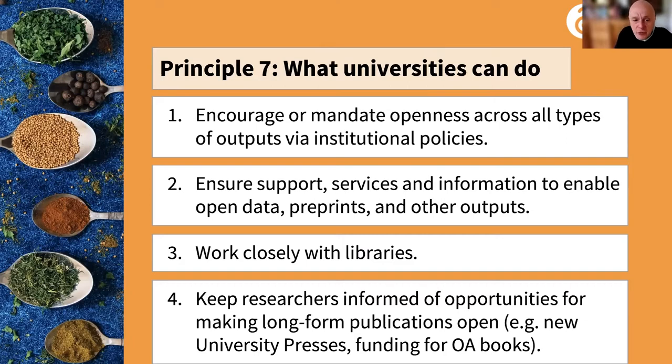I think universities can also ensure support services and information about outputs other than books: data, open data, preprints, and so on. And they should work closely with libraries in order to enable these policies, because libraries know a lot about open access and about these issues, and could really be of crucial help in reaching out to researchers, to make that change, which is basically a change of mentality more than anything else. So they really also should keep researchers informed of opportunities for funding, for instance, opportunities for making long form publications open, new funding for OA books.